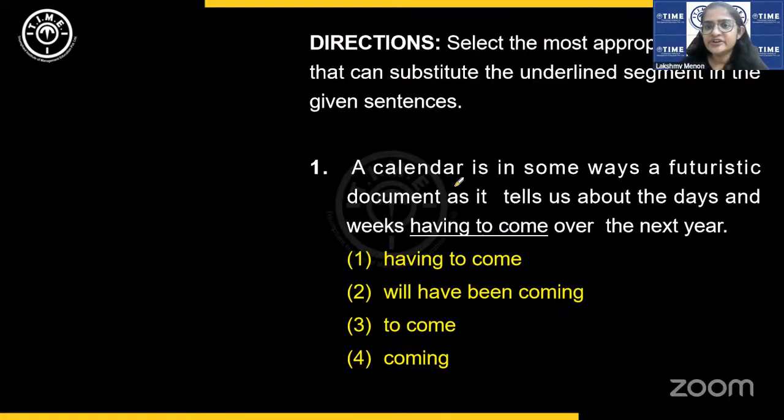A calendar is in some ways a futuristic document as it tells us about the days and weeks having to come over the next year. So what do you need to do? First, you need to understand what the sentence is trying to tell you.